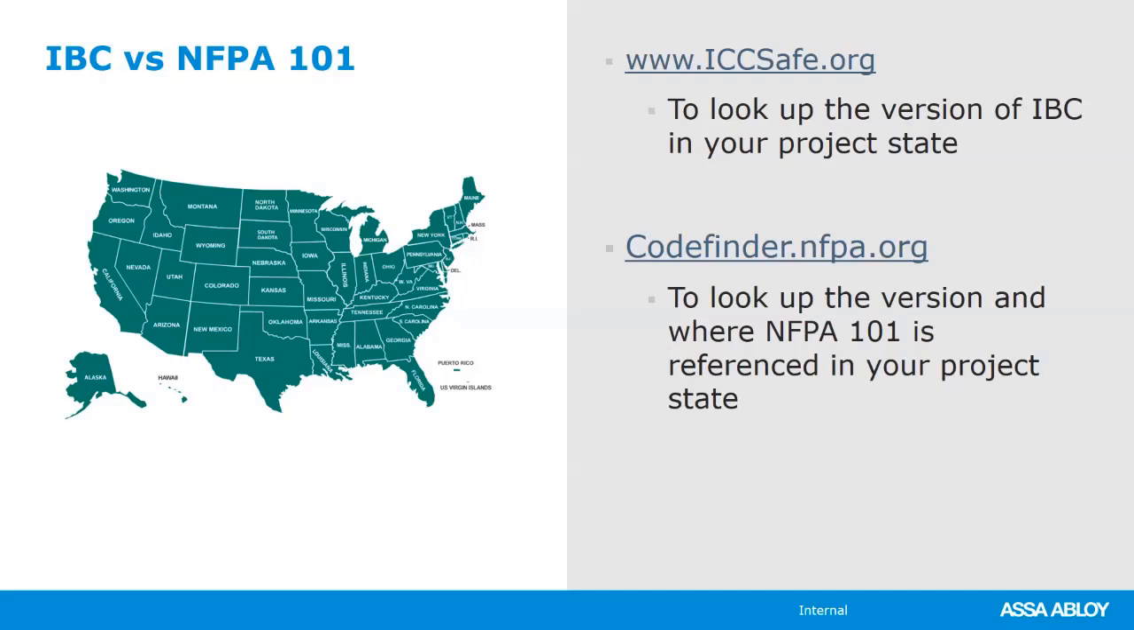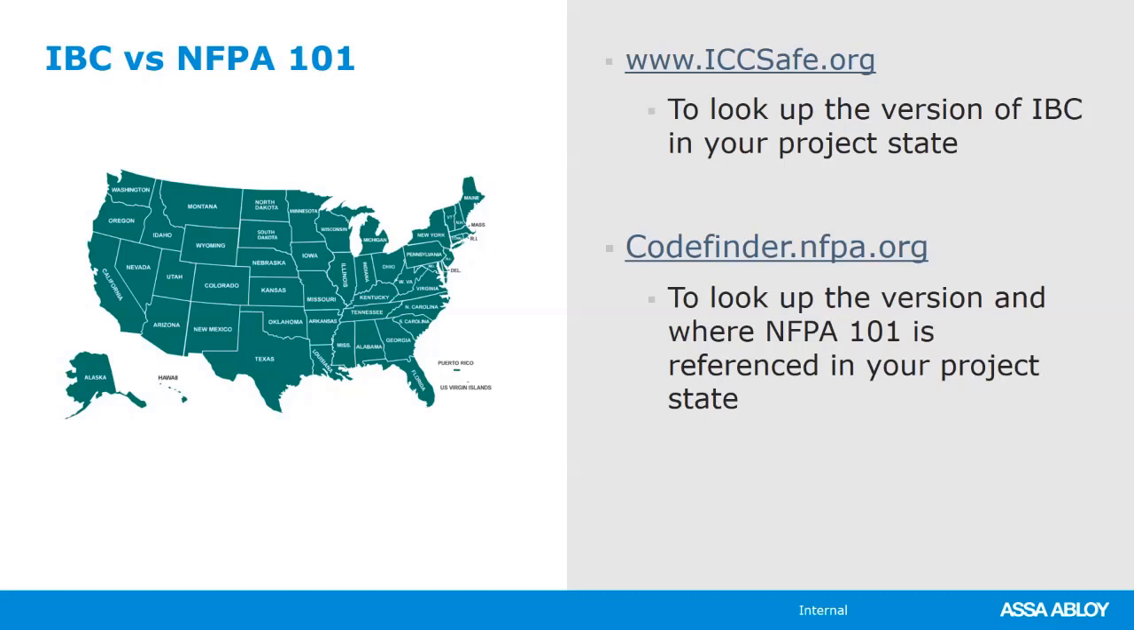NFPA 101 is typically used for government work and healthcare. And there are some states like Louisiana that have adopted NFPA 101 as part of their means of egress requirements. At codefinder.nfpa.org, you can look up your version of NFPA 101. Just be careful, because even though it's referenced by your project state, it may not be the whole book, or it may just be applicable to a certain type of occupancy or a certain type of project.